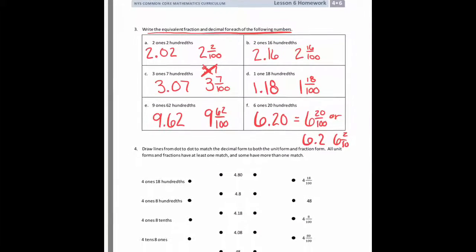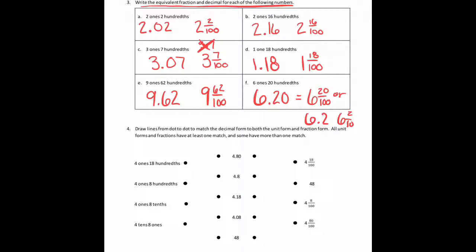Okay, let's look at number 4. We're basically just matching the unit version to the decimal version to the fraction version. So 4 ones and 18 hundredths would be 4.18. 4 ones and 8 hundredths would be 4.08, not 4.8 because that would be 4 ones and 8 tenths. 4 ones and 8 tenths would actually be 4.8 or 4.80, same thing. 80 hundredths is the same thing as 8 tenths. And 4 ones and 8 tenths is just 4.8.